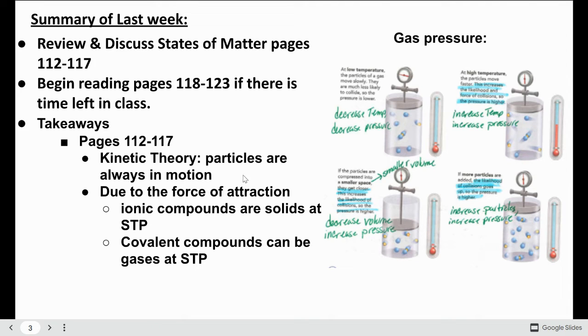So kinetic theory: particles are always in motion. Due to the force of attraction, ionic compounds tend to be solids at STP, whereas covalent compounds can be gases at STP. Then we also had gas pressure, and the diagram shows that if we increase the temperature, we're going to increase the pressure. If we increase the number of particles, we're also going to increase the pressure. However, if we decrease the temperature, that's going to decrease pressure. And if we decrease the volume, we're going to increase the pressure. So that's one that's going in opposite directions.